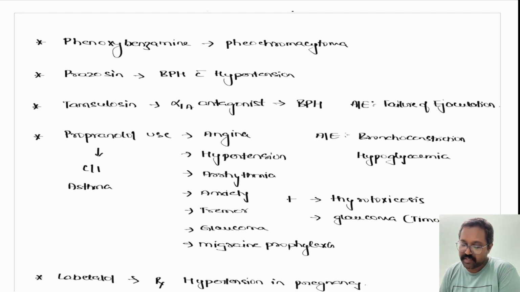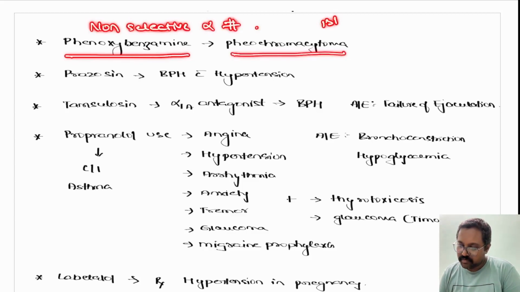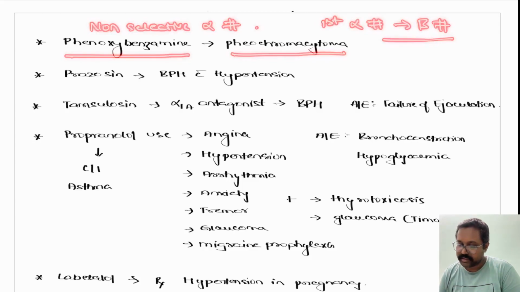Then we have phenoxybenzamine and phentolamine, which are the non-selective alpha blockers. Phenoxybenzamine is used in the treatment of pheochromocytoma. In case of pheochromocytoma, you need to first give the alpha blockers followed by beta blockers.